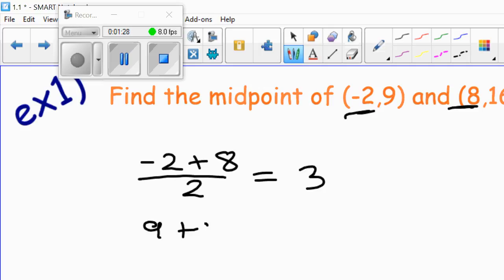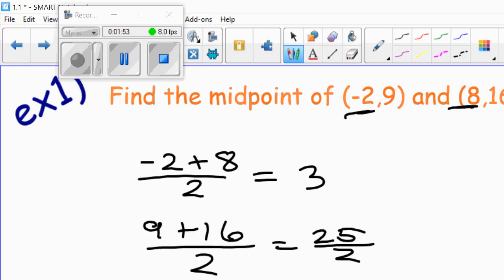Add the y's, divide by 2. Bless you. 9 plus 16, 25 over 2. Now here's a conundrum here. 25 over 2 does not work out nice and neat, right? I could give a decimal or a fraction. If all else fails, I would always give a fraction, because decimals may not terminate. You can't round on your own. So I would always give a fraction, so I would leave that as 25 over 2. Just leave it like that.